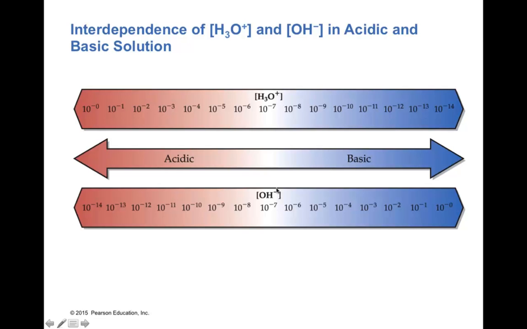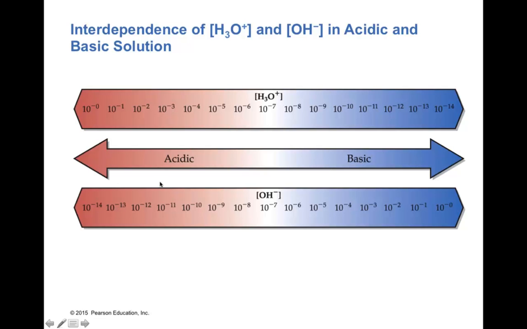If we are looking at OH, as we decrease the concentration of OH, it's going to be acidic. As we increase the concentration of OH, it's going to be basic. So we can determine if a solution is basic or acidic by determining the concentration of H3O or OH. Once again, if the concentration of H3O is higher, it's going to be an acid. If it's lower, it's going to be a base. The same thing with OH: the higher the concentration of OH, the more basic; the lower the concentration of OH, the more acidic.